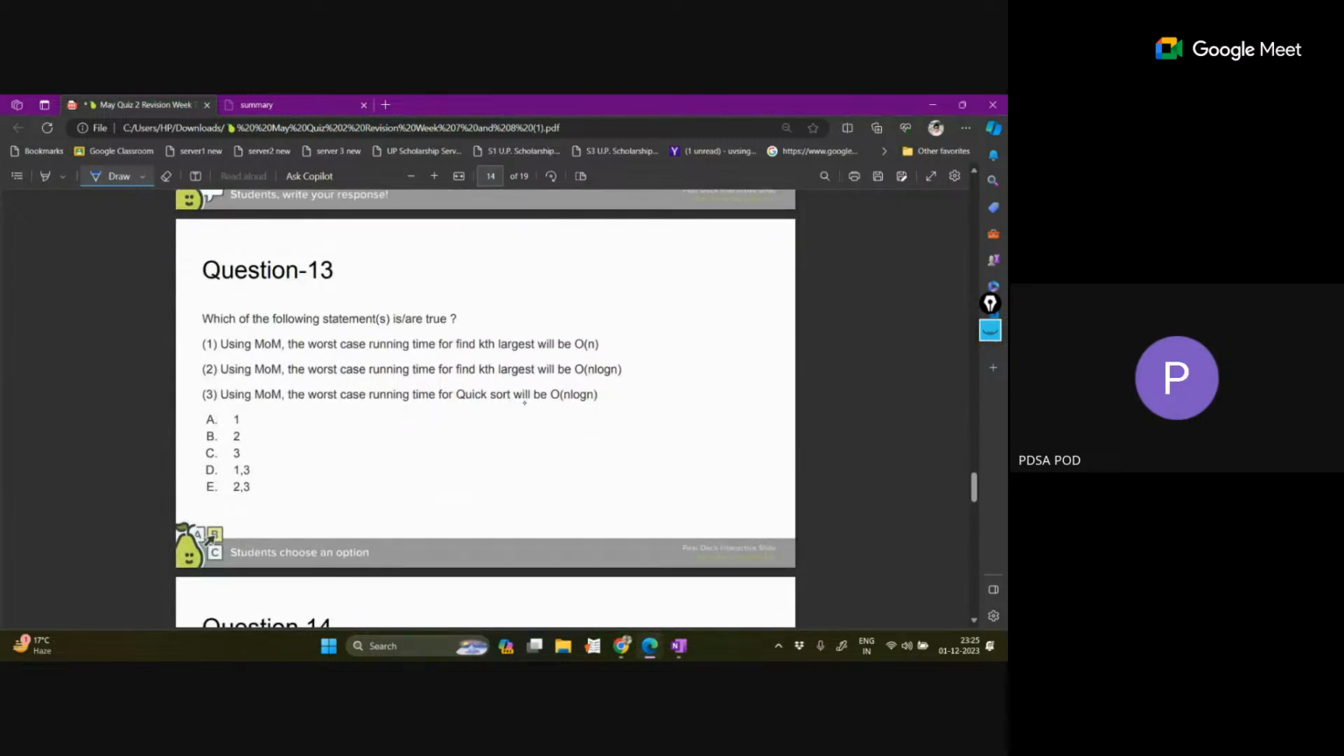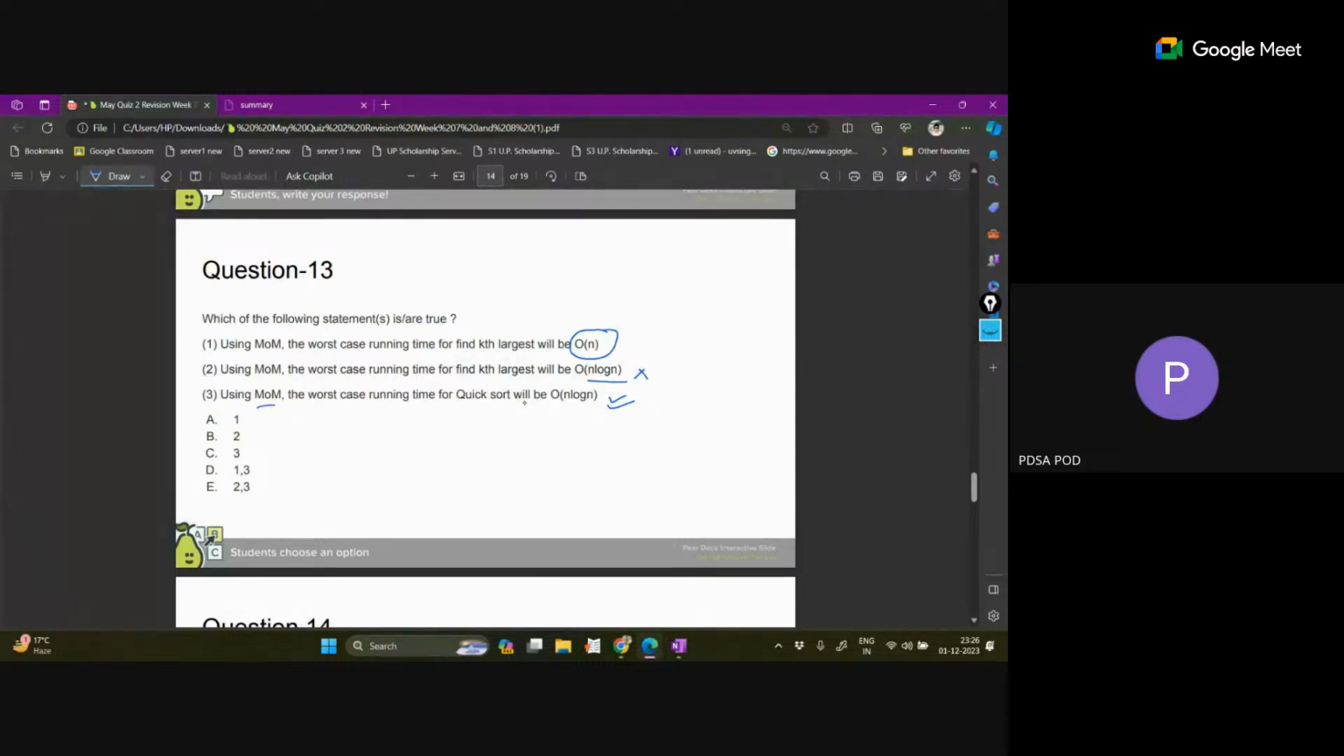So this is MOM based. Which of the following statements is true? Using MOM, the worst case running time for finding the kth largest will be order of n. Yeah, this is correct. Using MOM, the worst case running time is n log n for finding the kth largest: this is not correct. Using MOM, the worst case running time of quick sort will be n log n. Yeah, this is also correct.